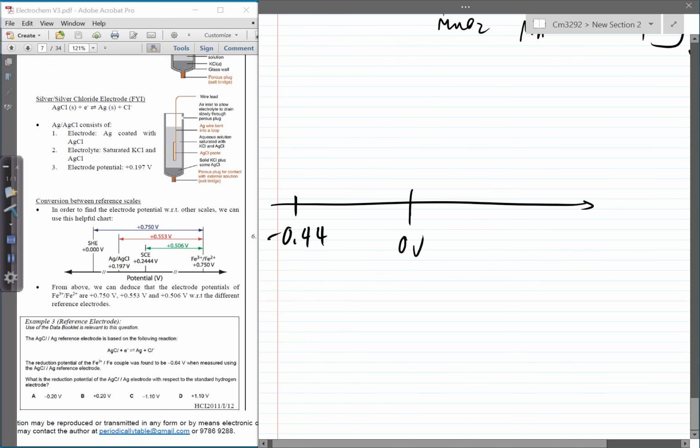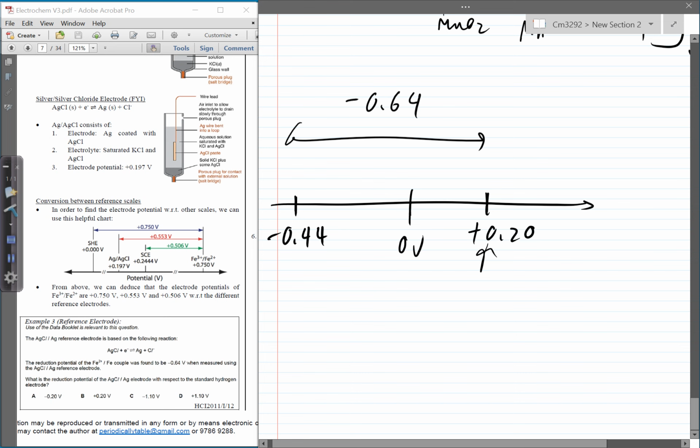And we know that it is negative 0.64 when measured using the AgCl/Ag reference electrode. So that means the AgCl/Ag electrode must be somewhere here, right? And the difference is negative 0.64. So what is this value? It's just plus 0.20, right?